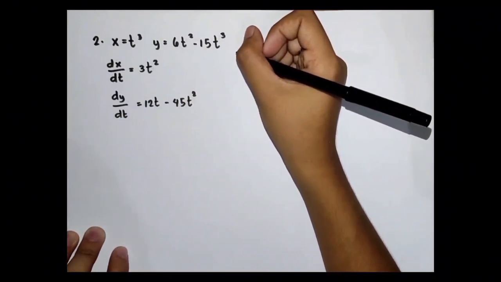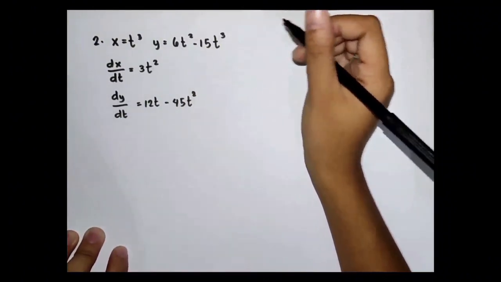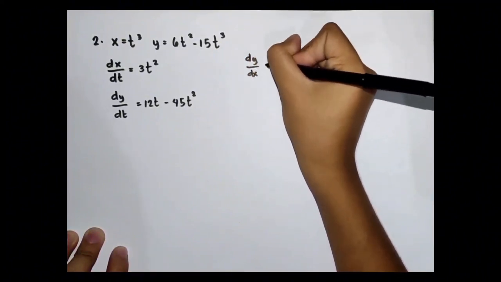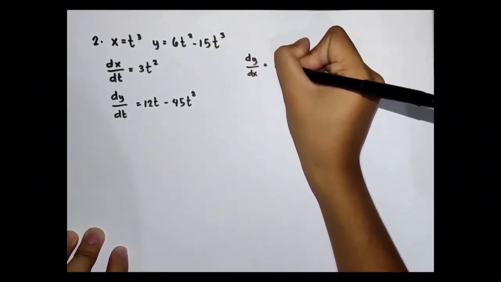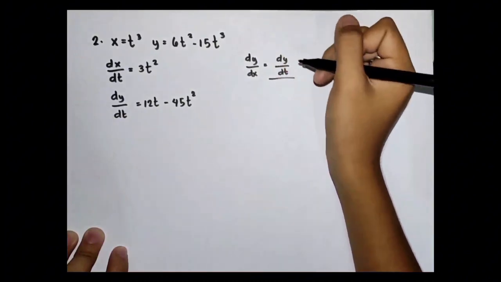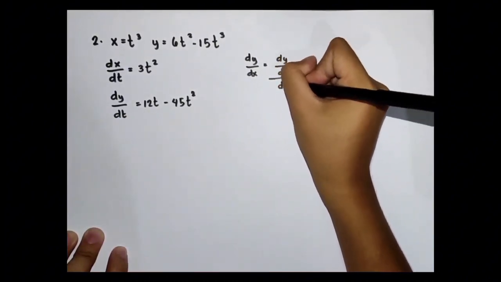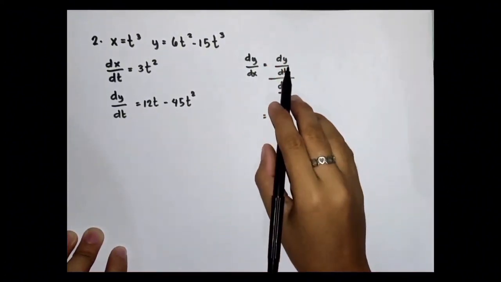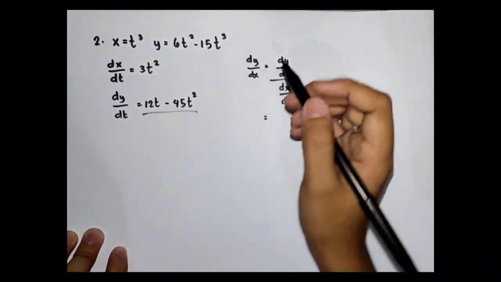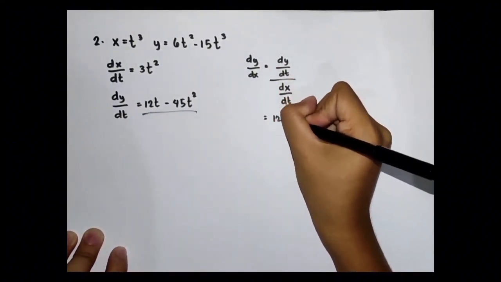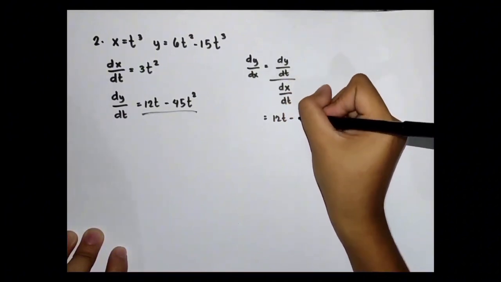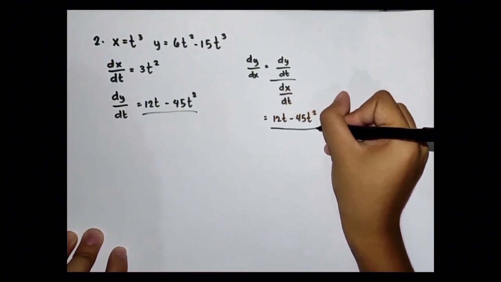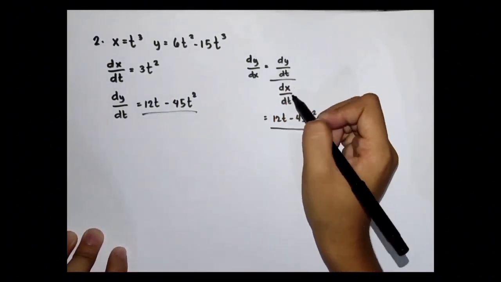Now that we already have the derivative of x and y, we are going to use the formula for finding the derivative of a parametric equation, which is dy over dx equals dy over dt over dx over dt. And then substitute the value of dy over dt, which is 12t minus 45t squared, over the value of dx over dt, which equals 3t squared.